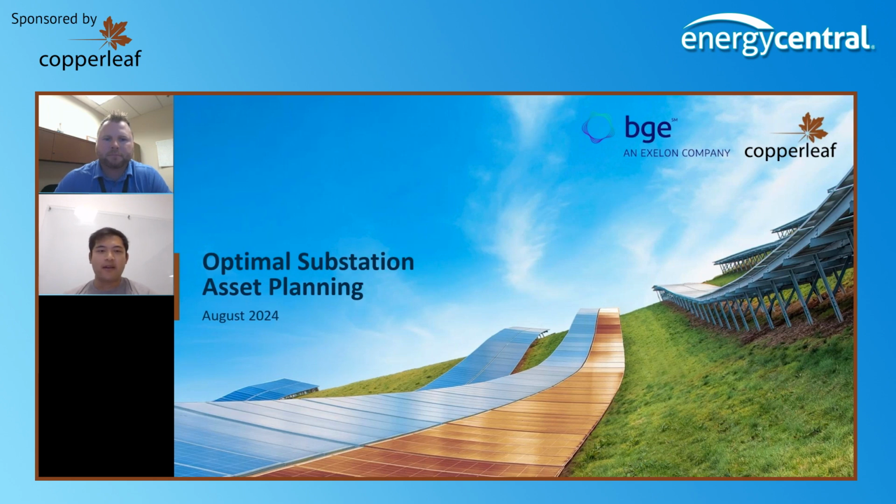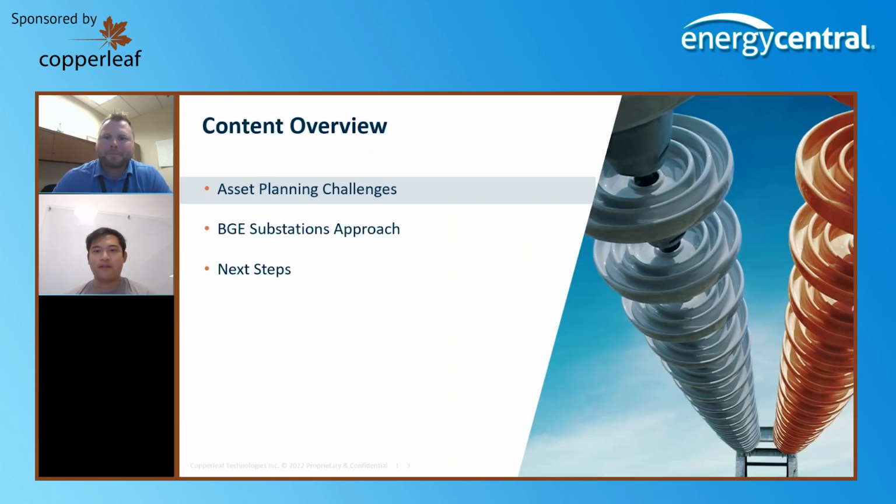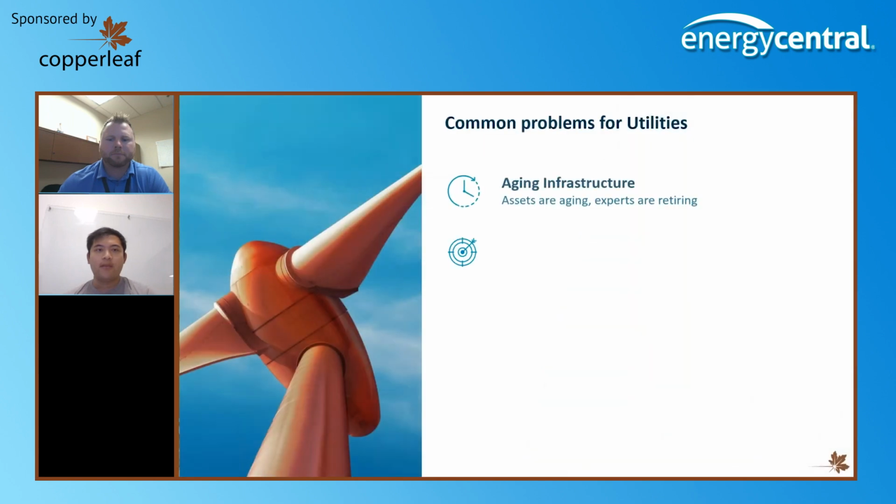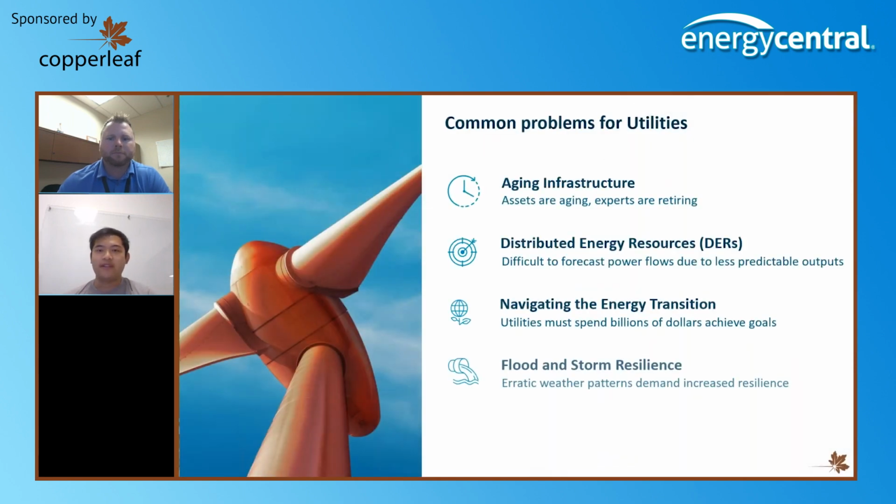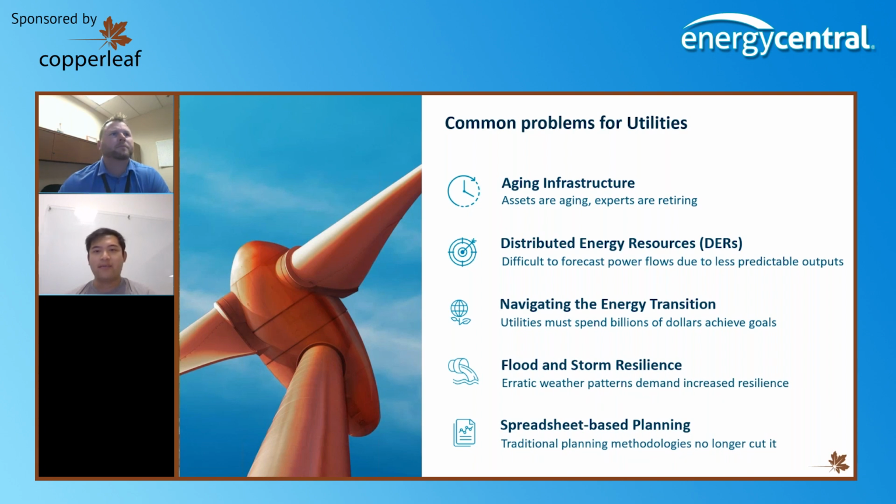Before we get started with the BGE story for their substation asset planning, let's take a look at some of the common asset planning challenges that utilities are facing these days. Many of these can be related to the aging infrastructure that's currently in use. Assets are getting older, and the experts who initially installed them and maintained them are starting to retire now. There's been a rise in distributed energy resources, things such as virtual power plants and other items with the modernization technologies that we need to consider.